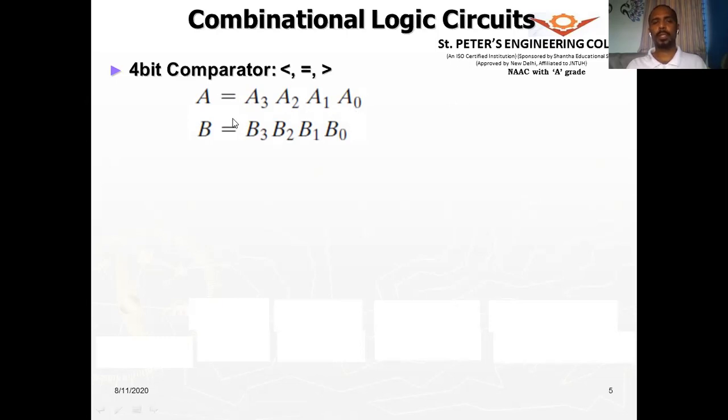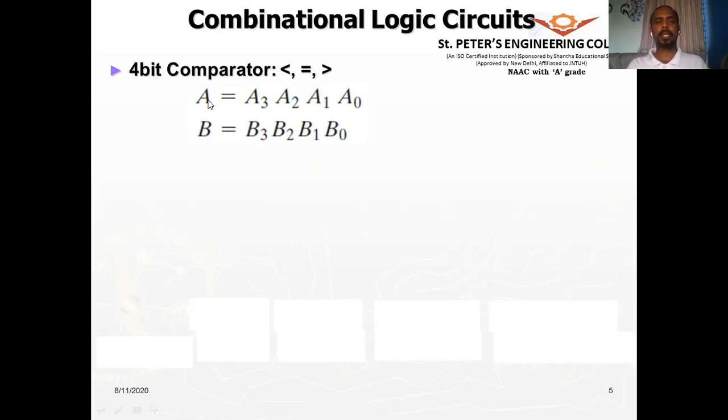A is a 4-bit number. What is the number of bits for B? B also is a 4-bit number. So A0, A1, A2, A3 are the bits of A, and B0, B1, B2, B3 are the bits of B. Now these can be 0 or 1, whatever the combinations. All right, so we are going to compare these two numbers. When you compare two numbers, A and B, the result can be such that A and B are the numbers that you're going to compare.